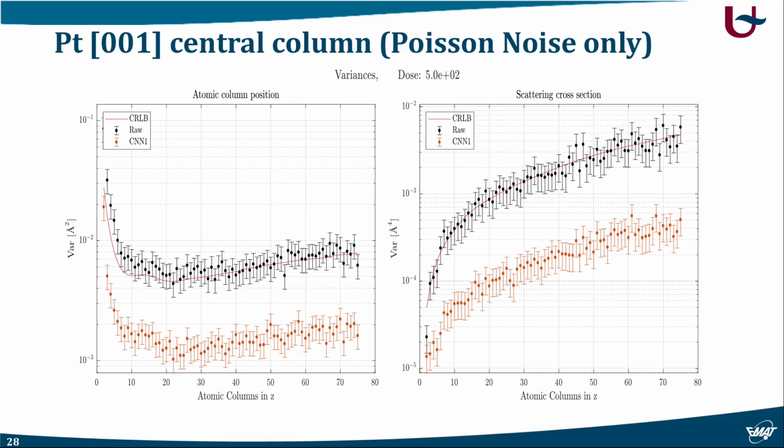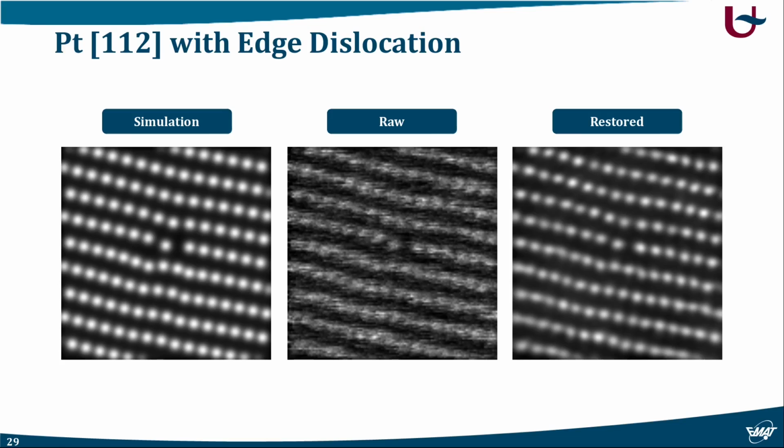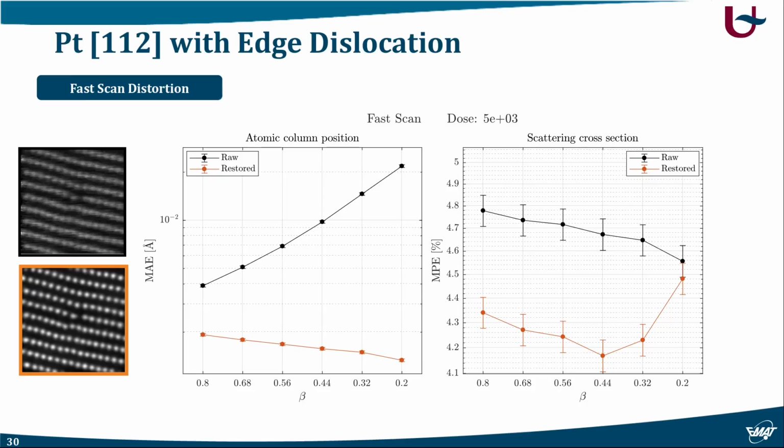Now that is all only results on the variance of these parameters, but let us move on to a somewhat more practical example. In this example, I chose a platinum crystal in the 112 zone axis orientation with a dislocation. I introduced a dislocation to make sure the neural network doesn't pick up only on periodicity of the crystal, for example. Let me start by looking at the influence of the fast scan distortion.